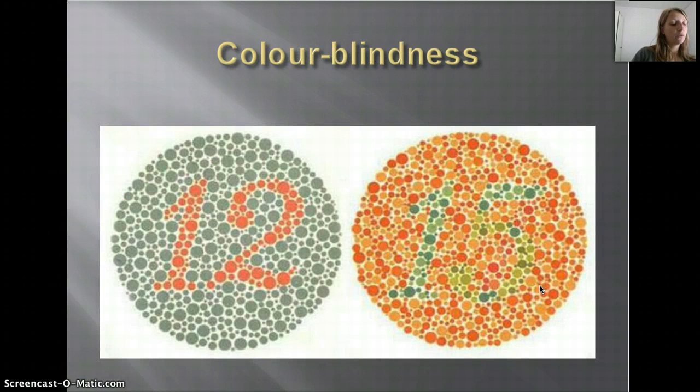If one type of cones isn't functioning properly, you are colorblind. Colorblind people are not able to distinguish red and green or blue and green from each other.